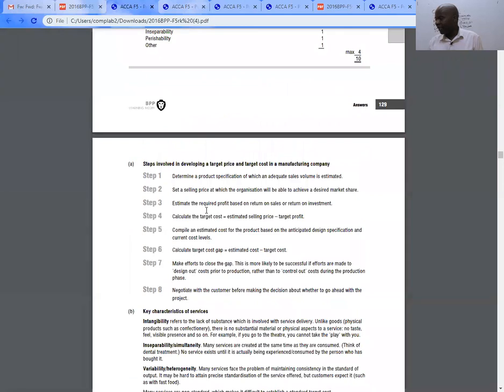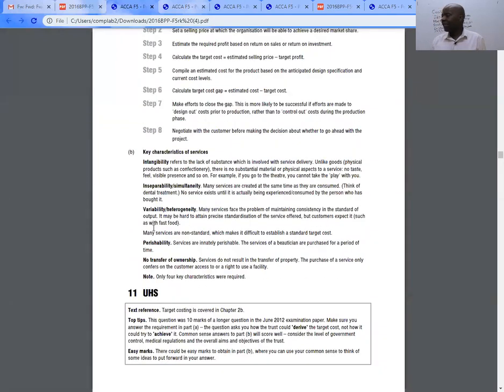130, especially on the key characteristics of services. Intangibility. Intangibility refers to the lack of substance which is involved with service delivery. Unlike goods, physical products such as confectionery, there is no substantial material or physical aspects to a service, no taste, feel, visible presence, and so on. For example, if you go to the theater, you cannot take the play with you.